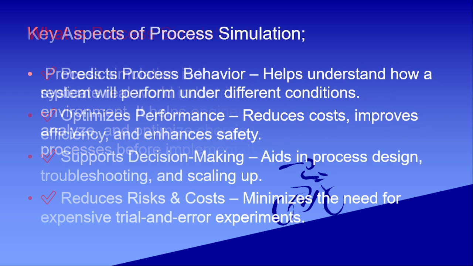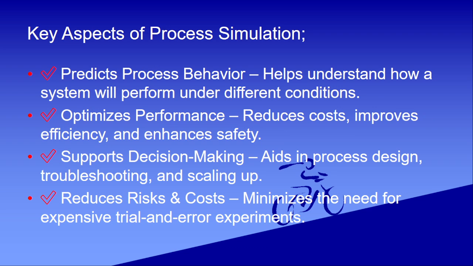All right. So what are the key aspects of process simulation? First of all, you predict process behavior. All right. So it helps us understand how a system will perform under different conditions. So you'll be varying different conditions to see how this process is going to behave, to predict what is the likely outcome of the process. You understand? What's the likely outcome of the process? What you're trying to get, the product you're looking at getting. How are you going to get it when you vary it under different conditions?